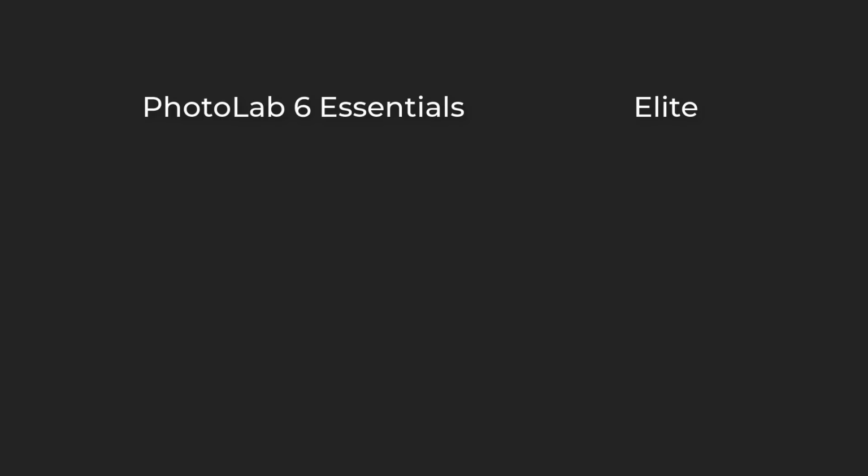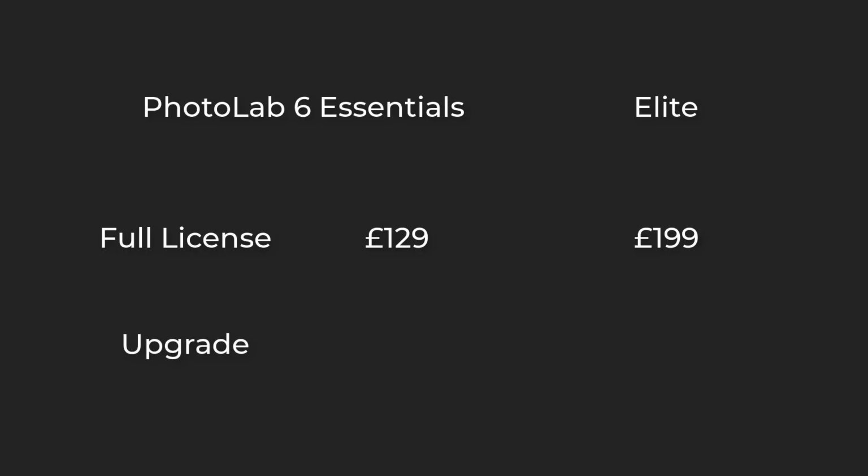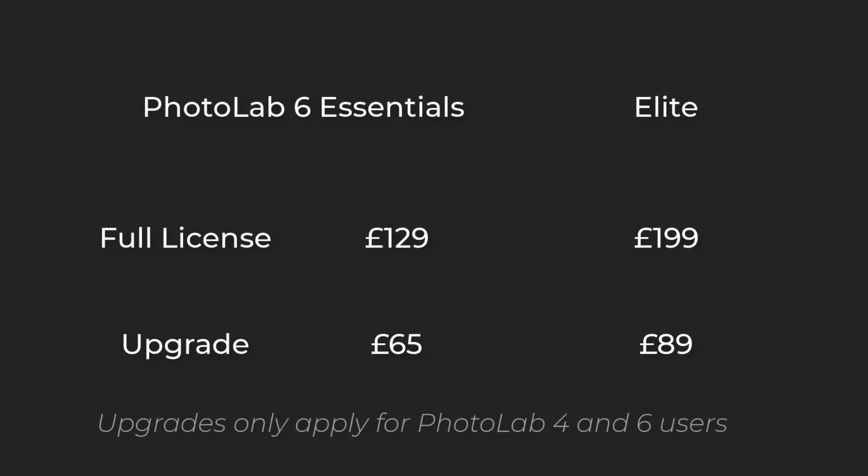A new PhotoLab 6 Essentials license is now priced at $139 or £129, whilst the new PhotoLab 6 Elite license is $219 or £199. If you're an existing DxO PhotoLab user, you can purchase the Essentials upgrade license for £65 or $75, and to upgrade the Elite version it's £89 or $99. Now these upgrade prices are only available to PhotoLab version 4 and version 5 users. If you have an older version, I believe you need to purchase a full license to use PhotoLab 6.